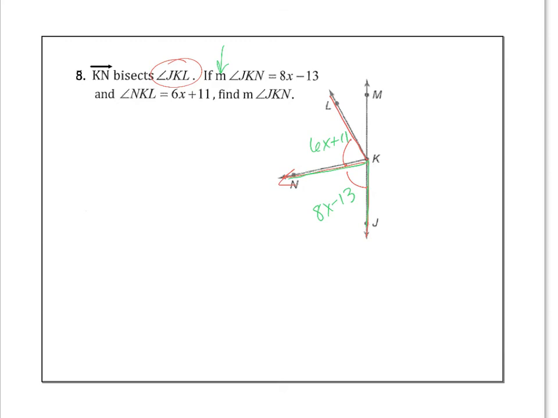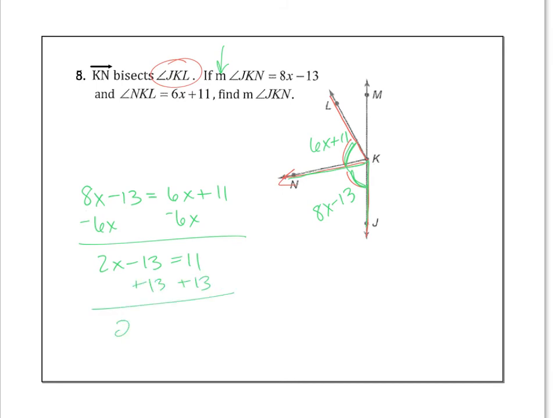Well, I think before we can find the measure of angle JKN, we need to know what x is. So we need to set up an equation. And the thing I know about these two angles is that they're congruent to each other. And so 8x minus 13 equals 6x plus 11. They're the same size. Use your algebra, solve it for x. And I get x equals 12.